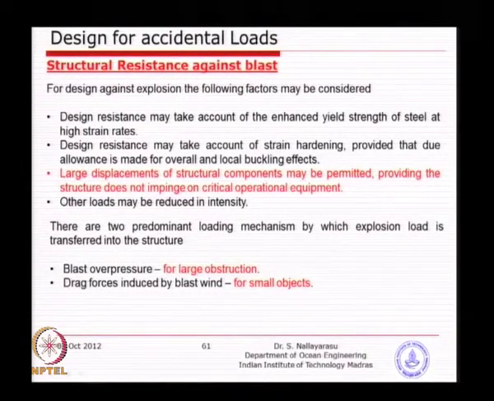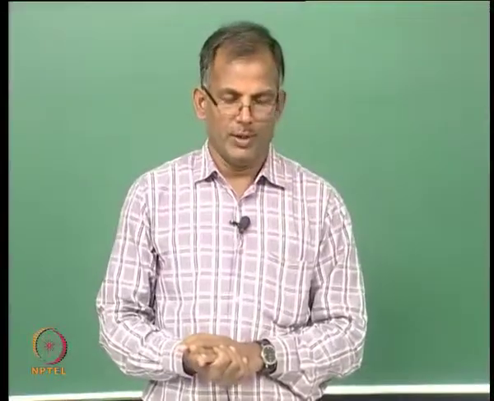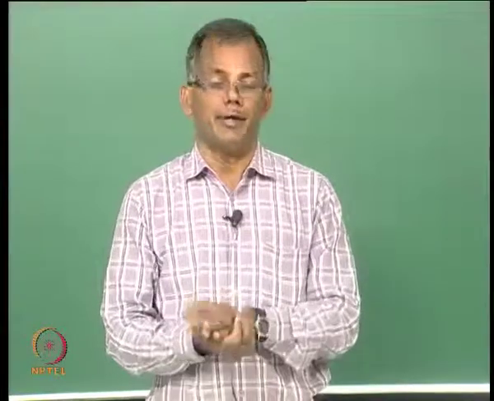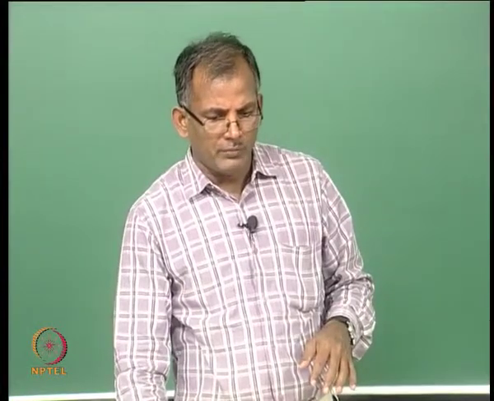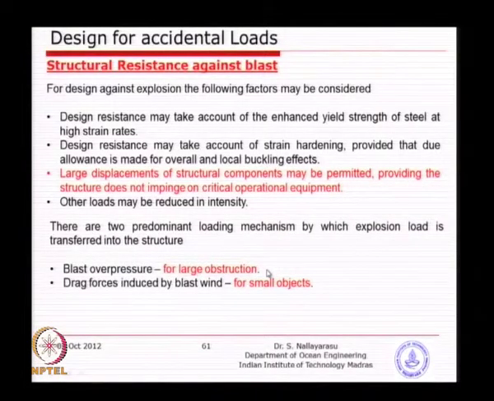So, structural resistance against blast loads: basically the idea is large deformation, and the important thing is that when the large deformation is occurring, it should not impinge onto neighboring equipment, because that may trigger a subsequent blast or fire. So the important parameter is the overpressure, which we discussed, basically for a large obstruction because the air is unable to escape, or for a smaller obstruction you may actually have a drag force, which is very similar to any drag component like wind.